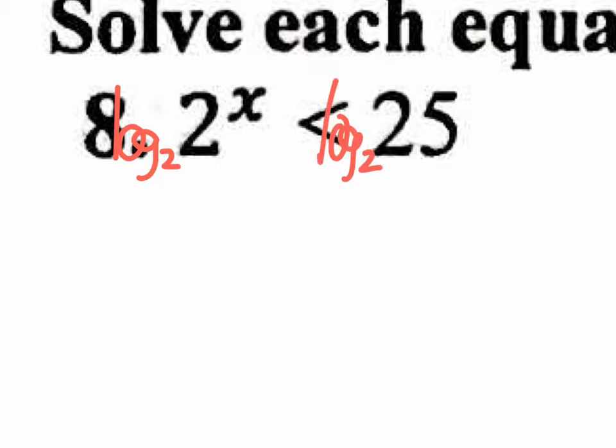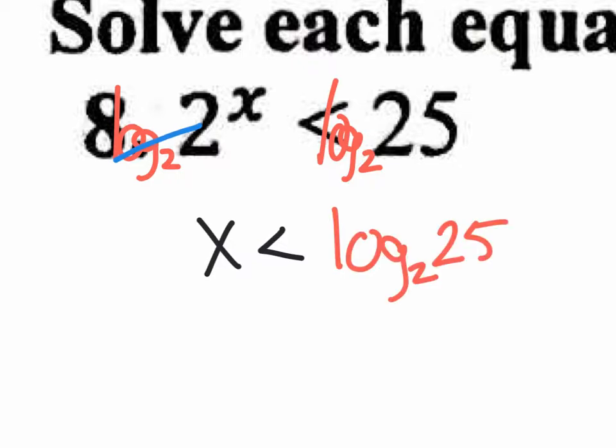Sorry about the mess. Anyways, the log base 2 of 2 cancels out. The x comes down. The original inequality was less than, it comes down. Log base 2 of 25, let's just rewrite it. And guess what? You're done, right? All you got to do is type it into the calculator.